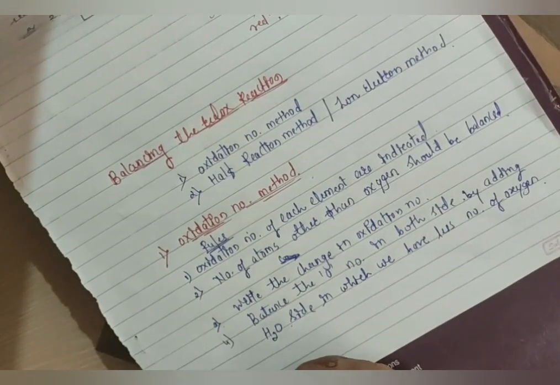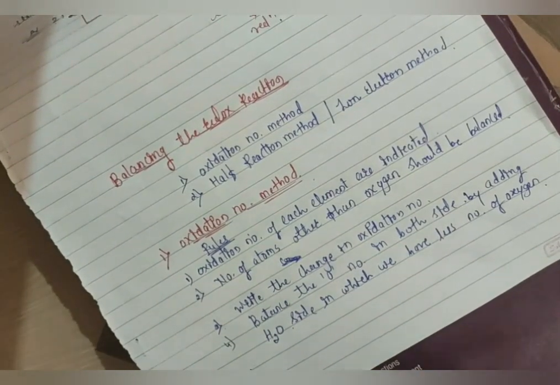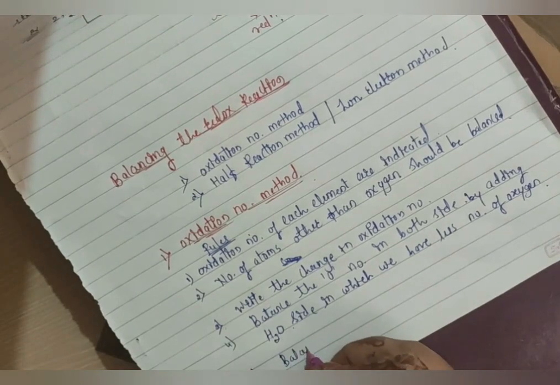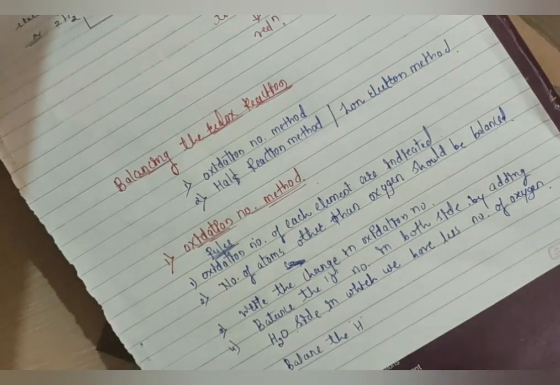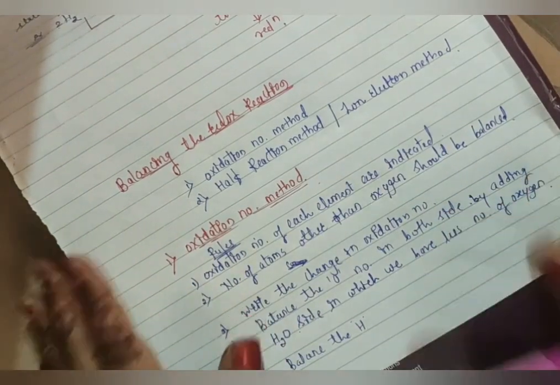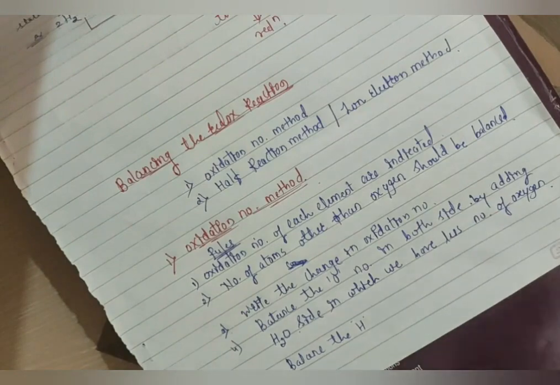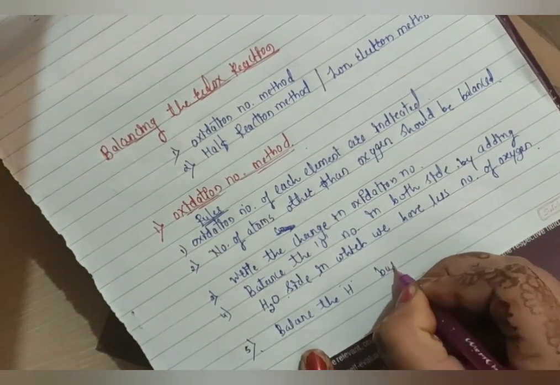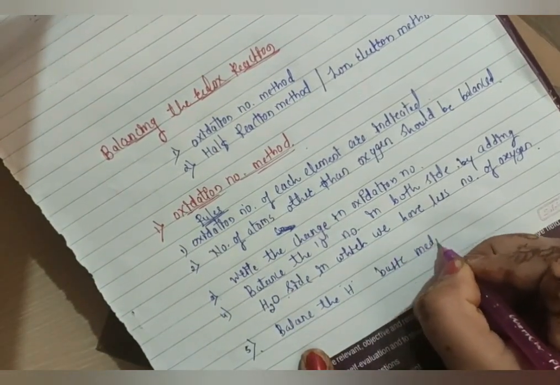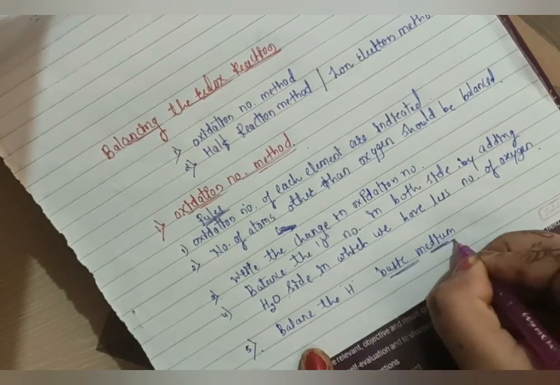Then after that, balance the hydrogen. Before that, suppose they give you a reaction and you have to balance the redox reaction using the oxidation number, and the reaction is in basic medium. Suppose they provide the reaction medium, suppose they provide a basic medium reaction.